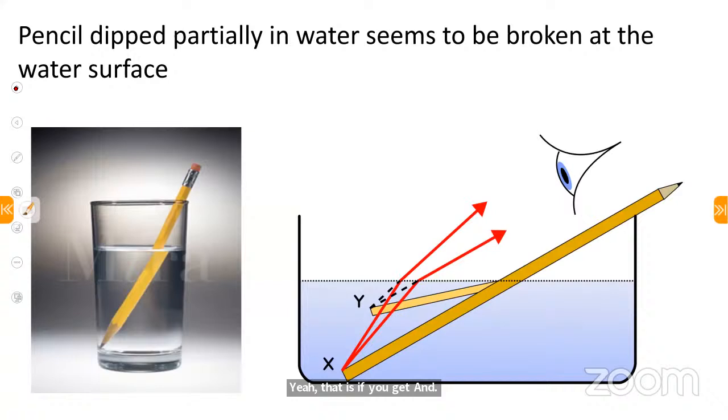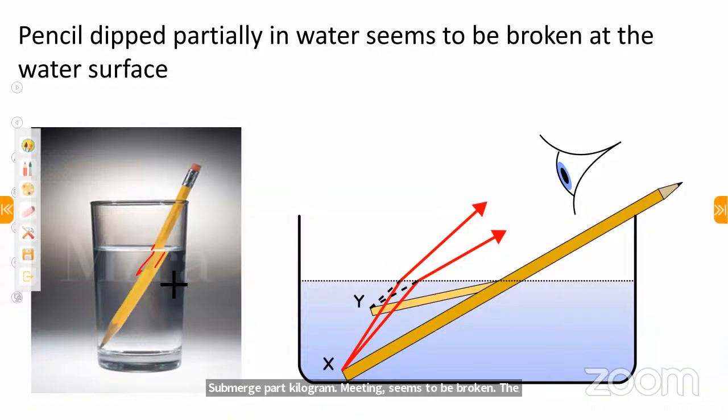Another phenomenon: a pencil or stick partially immersed in water. The submerged part of the pencil seems to be bent. The submerged part, the part immersed in water, looks bent. It looks as if it is broken here. Seems to be broken. The reason is the refraction. See how it happens? Look at the light rays going through to the eye.